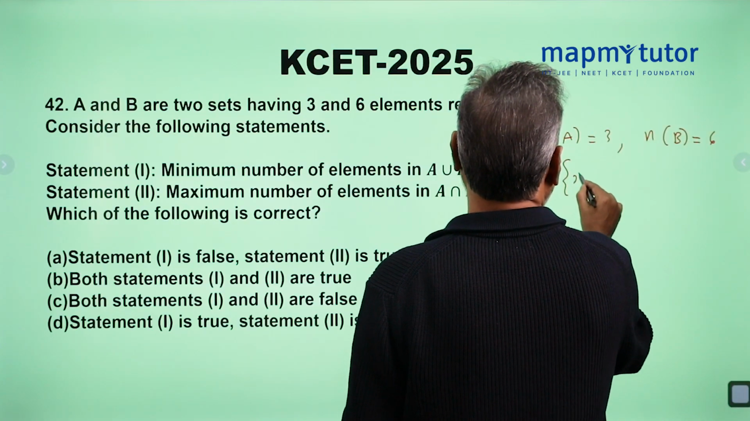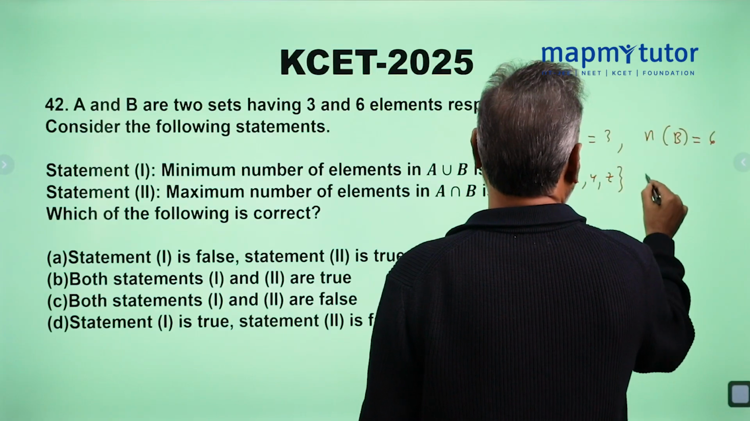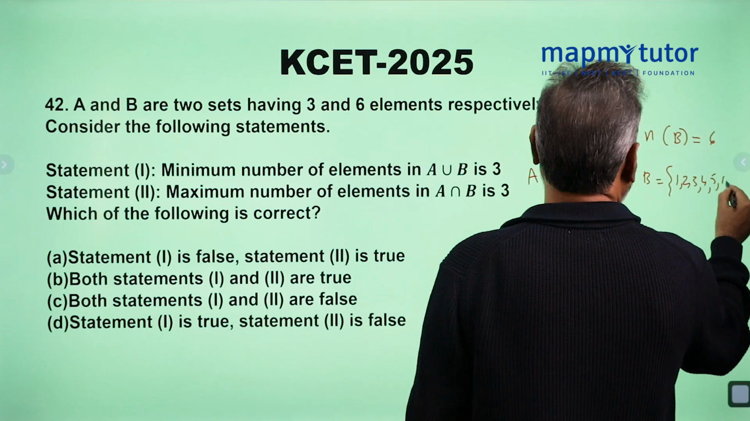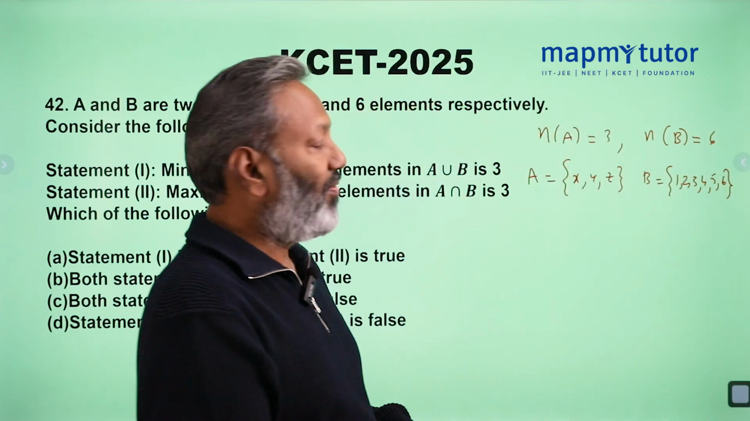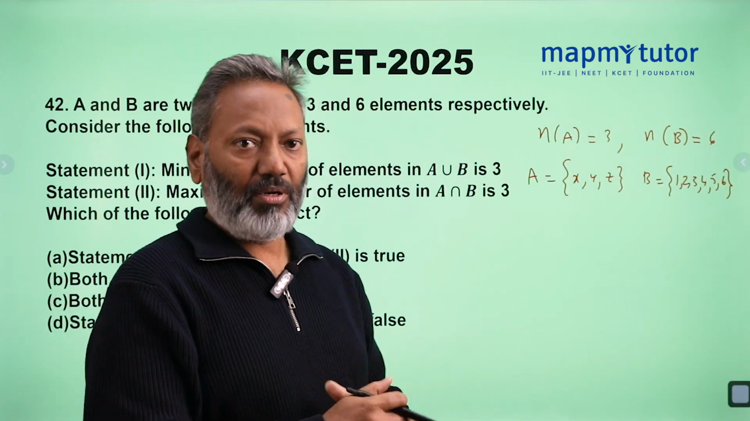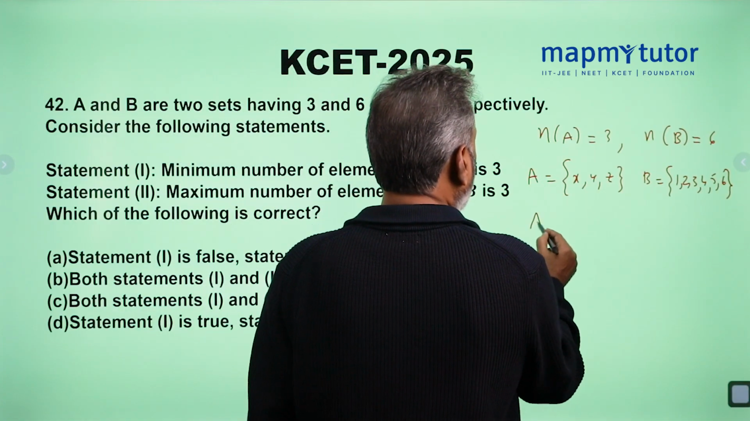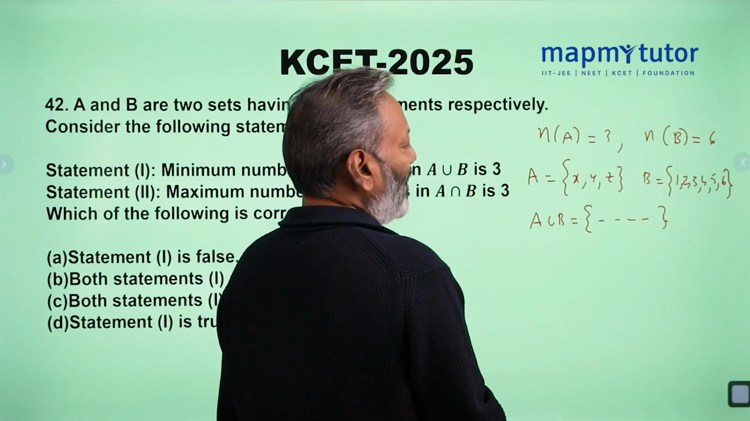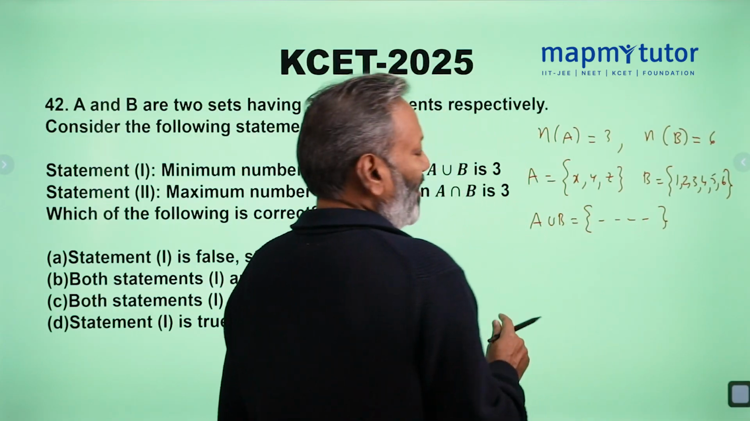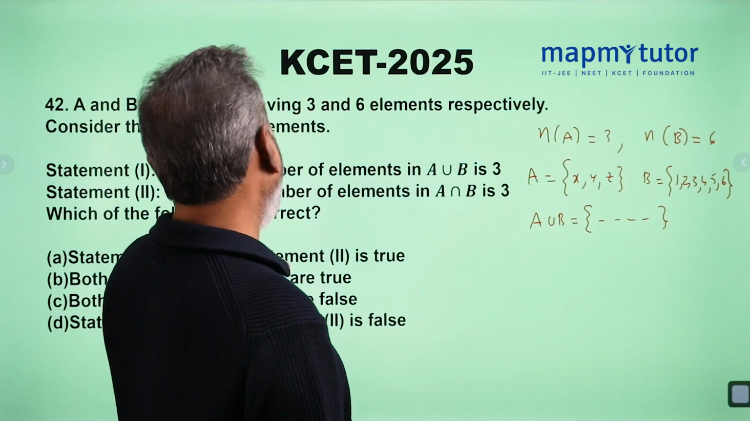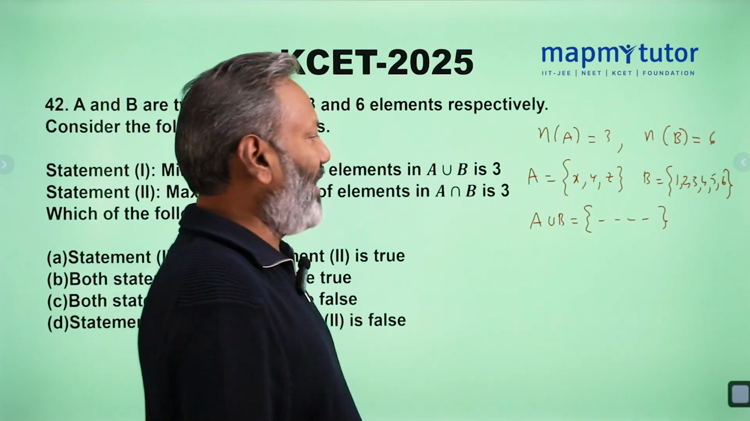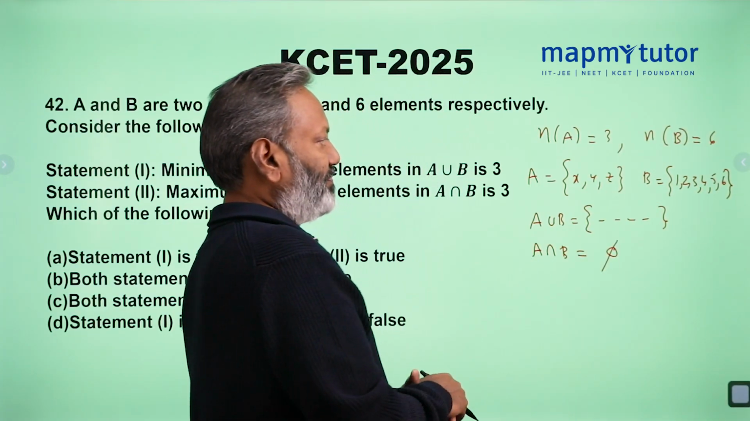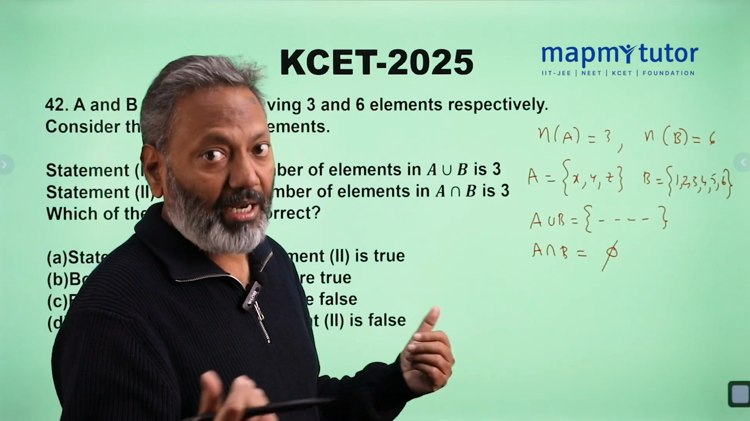I'll take A as x, y, z and B as 1, 2, 3, 4, 5, 6 because 6 elements. How did I take the elements? No common element at all. Now, can you tell me what is A union B in this case? I have to write all 9 elements. That means A union B has a maximum of 9 elements, but they're asking for the minimum. And here itself, A intersection B is the null set, because there are no common elements.